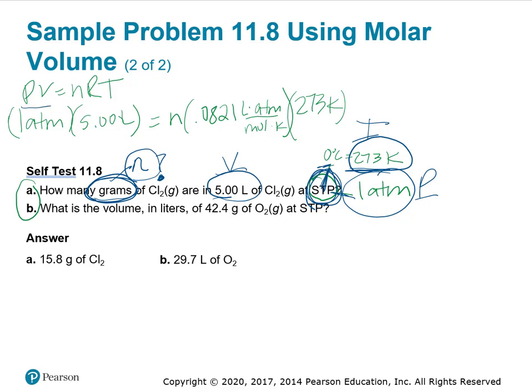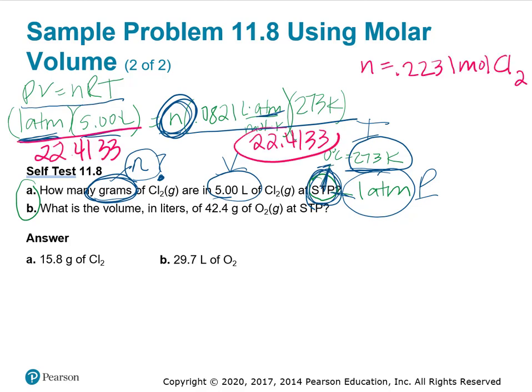So I plugged in PV equals nRT: my pressure 1, my volume, which is 5 liters, equals n. There's my R that has the atmosphere label, and my temperature, 273 Kelvin. Let's divide both sides by what is attached to n. So 0.0821 times 273, which means I'm dividing both sides by 22.4133. If I do 5 divided by 22.4133, I get an n value of 0.2231 moles of chlorine.